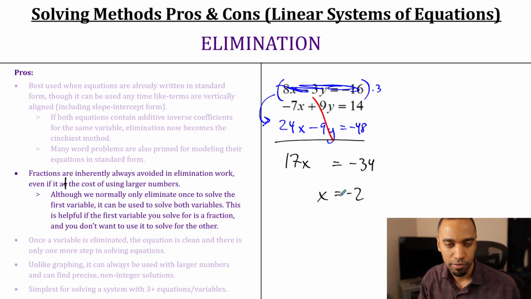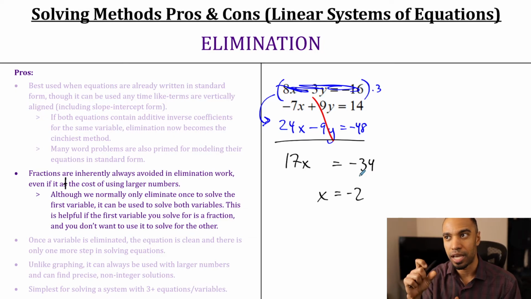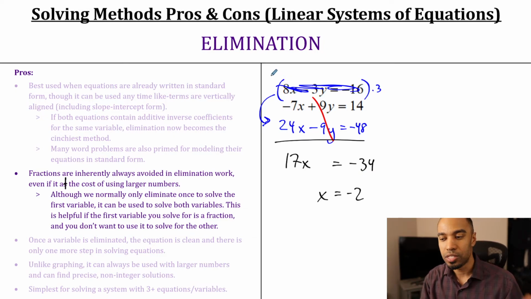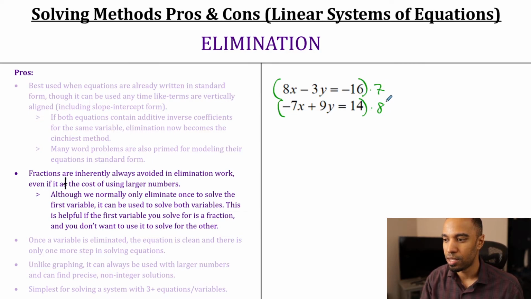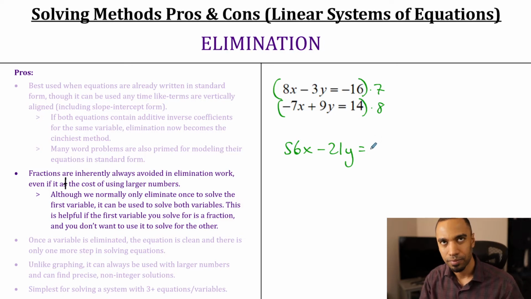So let's say this answer was a fraction, because this is going back to substitution. The problem with solving for one that's a fraction is you have to use that fraction to answer the other. Let's say I did have a fraction here, and I didn't want to plug it in to solve for y. So instead I say, okay, let's eliminate x this time and solve for y. Let's multiply the top here by 7 and the bottom here by 8. This is where the bigger numbers come into play. Once again, that's the trade-off.